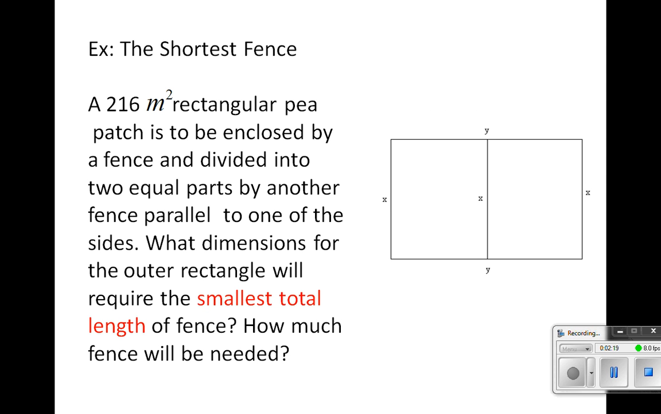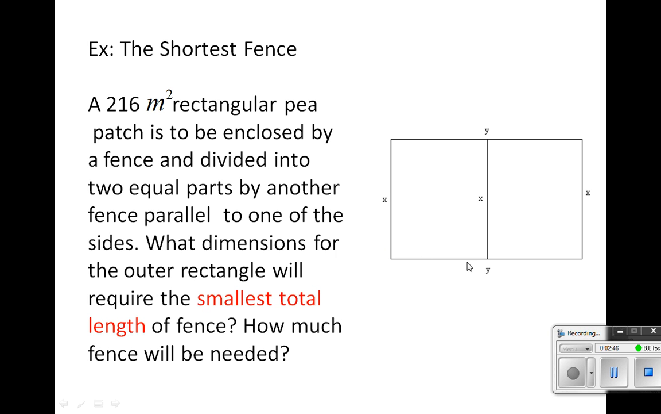Here's an example. This is a pretty traditional problem. We've got this area that we want to be fencing in. It says we have 216 square meters of rectangular pea patch to be enclosed by a fence and divided into 2 equal parts by another fence parallel to one of the sides. So basically we have our picture. It says, what dimensions for the outer rectangle will require the smallest total length?